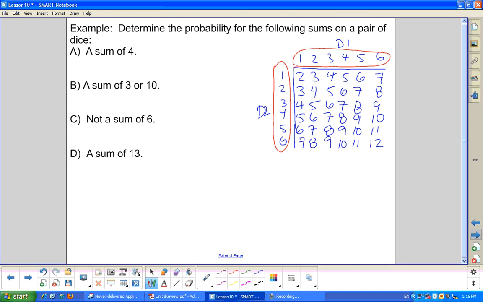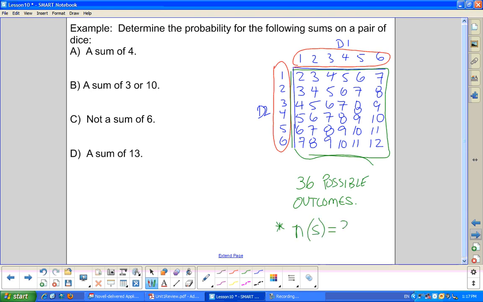Okay, so when we look at the possible outcomes for rolling 2 dice, if we look at this box here, all the numbers in here, there are 36 possible outcomes. It's a 6x6 matrix or 6x6 square, so there are 36 terms in there. What that means is that the number of possible outcomes, n of S, is 36.